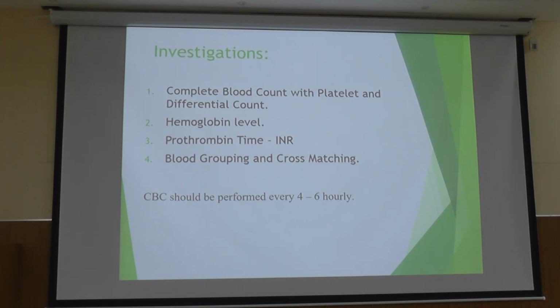How will you find out? Some points have been given here: from history and examination we will find out the probable cause. We can't say it is definitively this or that unless we do an endoscopy and find it out. So we'll have an idea. If the history suggests acid peptic disease, it's probably an ulcer bleed.